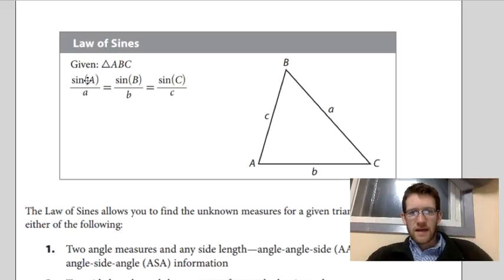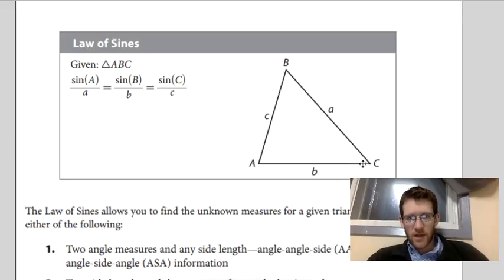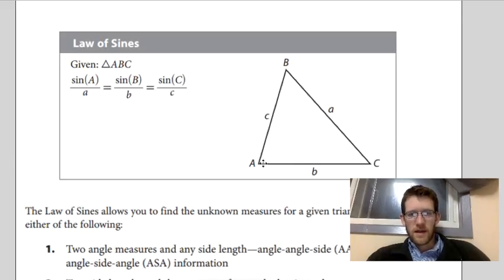So the sine of angle A, right here, over side A, that ratio is the same for side B, angle B, and side C, angle C, right? So each angle and opposite side for a triangle, or the sine of each angle and the opposite side, have the same ratio.